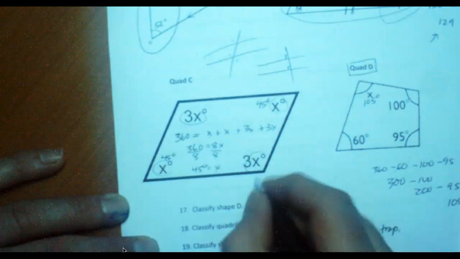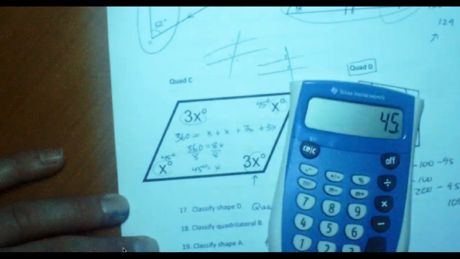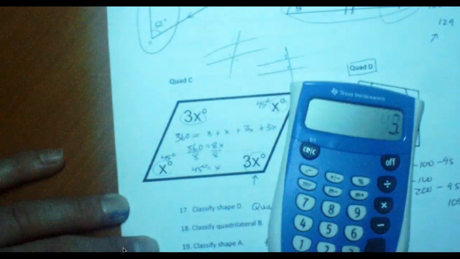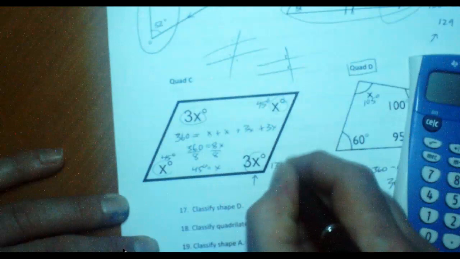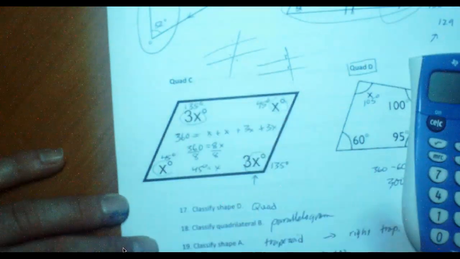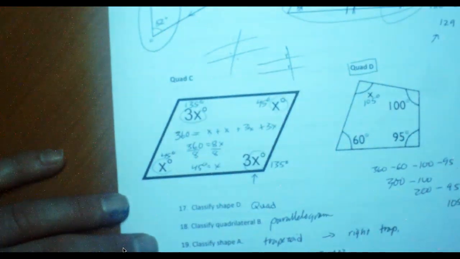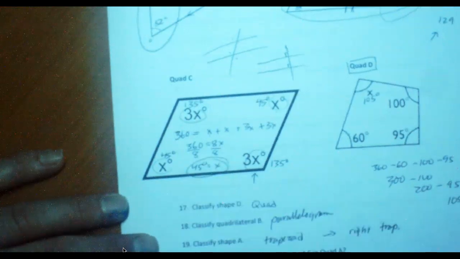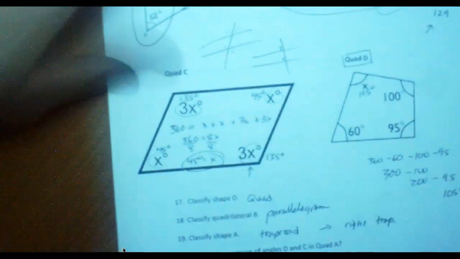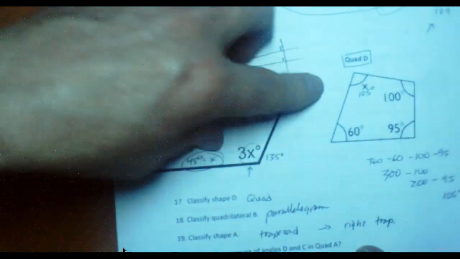And then this one here is 3 times 45. So just take that times 3, and you get 135. So this is 135 degrees, and this is 135 degrees. All right, so X equals 45 degrees. We've got it here. We also have it up here too. All right, let's go on to the last page.